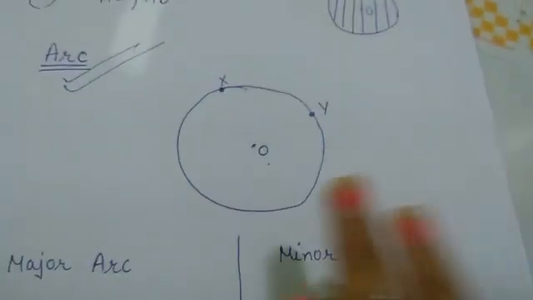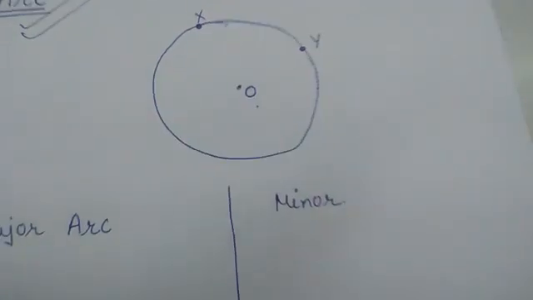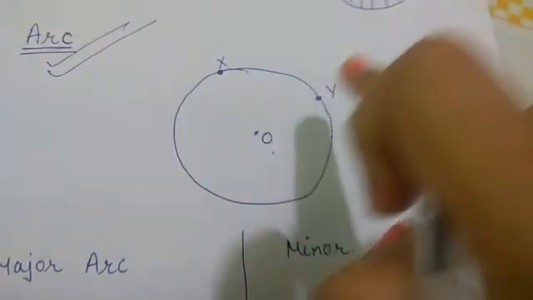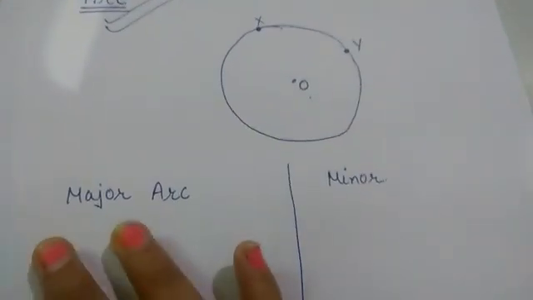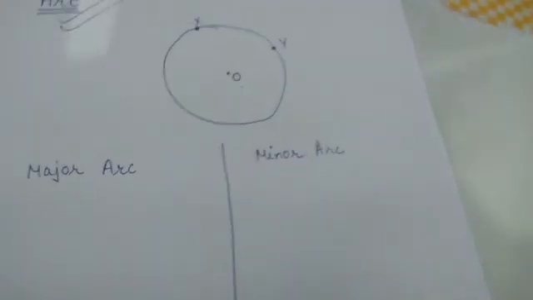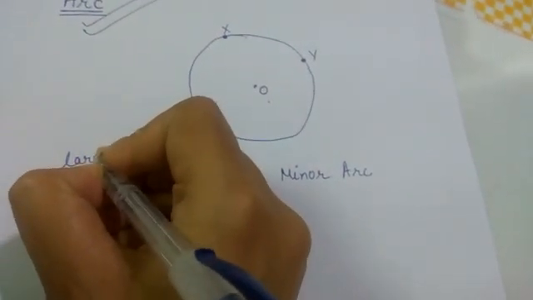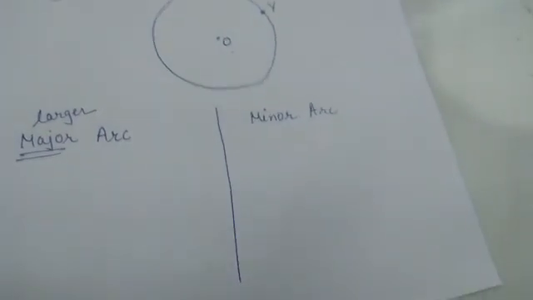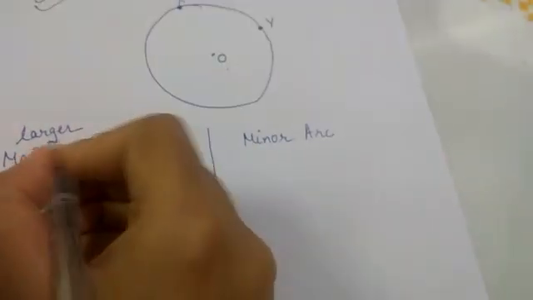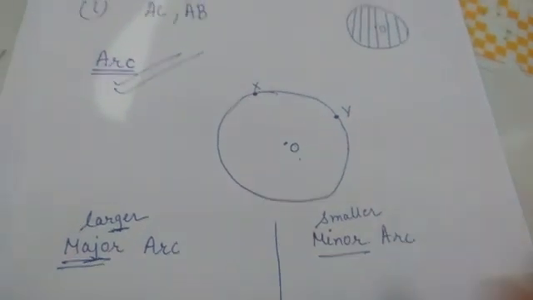Now we have to do arc. What I have done till now, this is the circle, this is the center of the circle. Mark any 2 points on the circle. This is point X and this is point Y. Get it? Now here I have written the words major arc and minor arc. Firstly, let us understand what is major arc. Major means larger. Major means larger and minor means smaller.